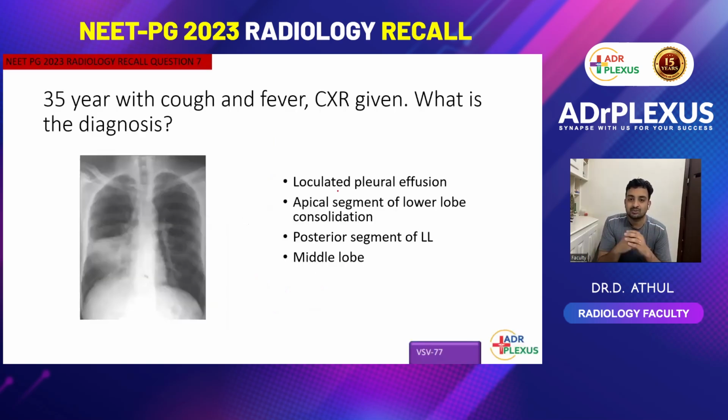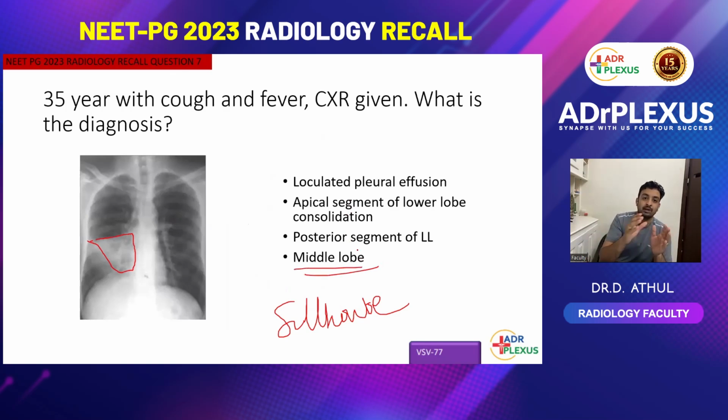So this was another straightforward question from our discussion topics. This was a case of a 35-year-old with a history of fever and cough. His X-ray was given. What was the diagnosis? Here we were able to see some opacities obscuring the right heart border. So we have to apply the Silhouette sign here, because according to the Silhouette sign, if the right cardiac border is obscured, then it will be a middle lobe consolidation.